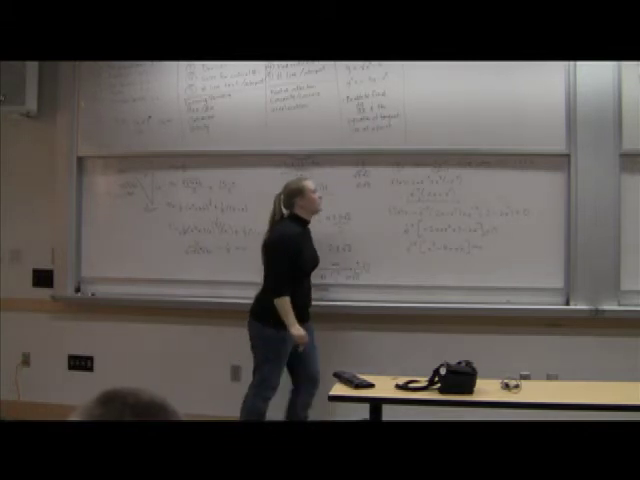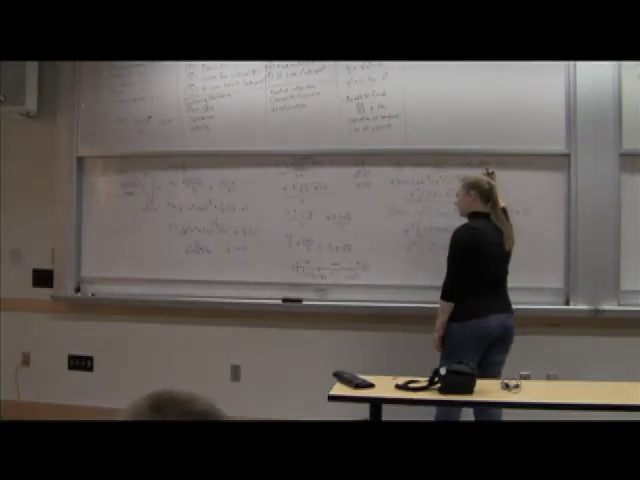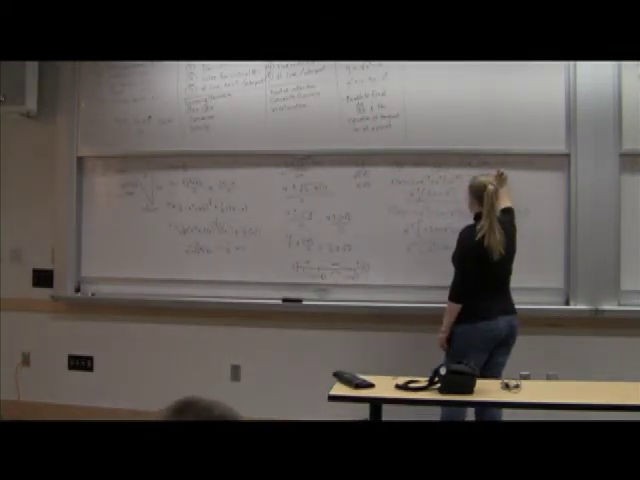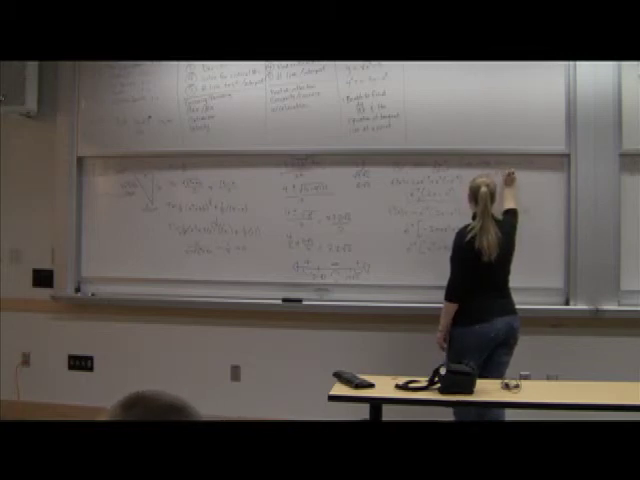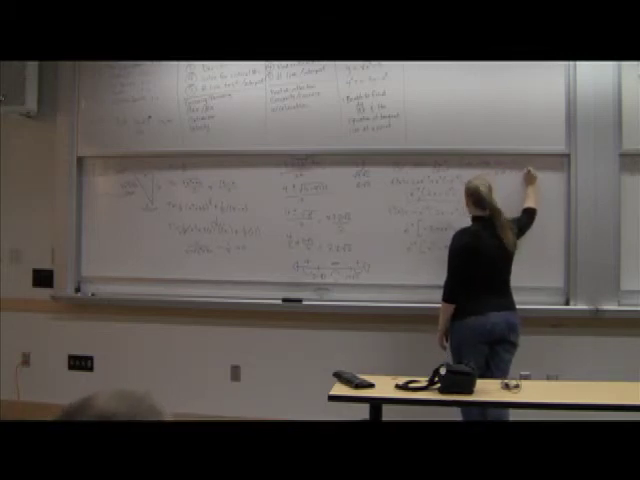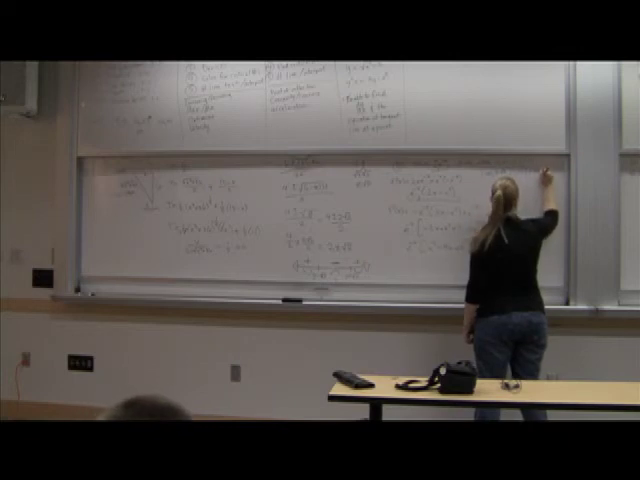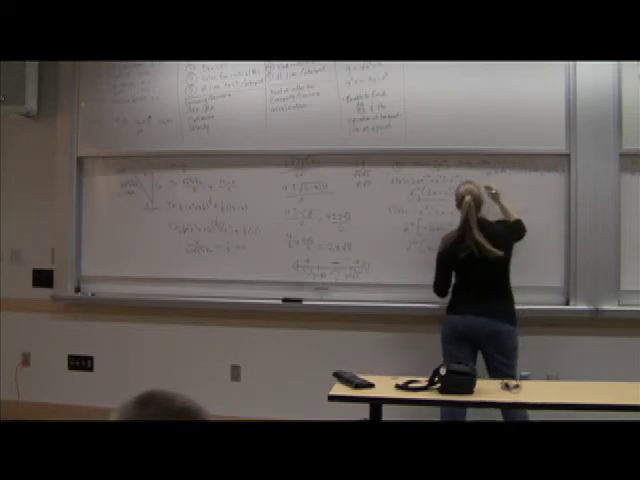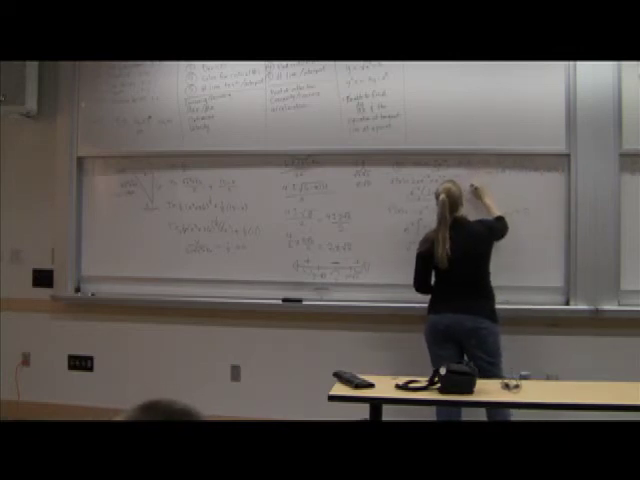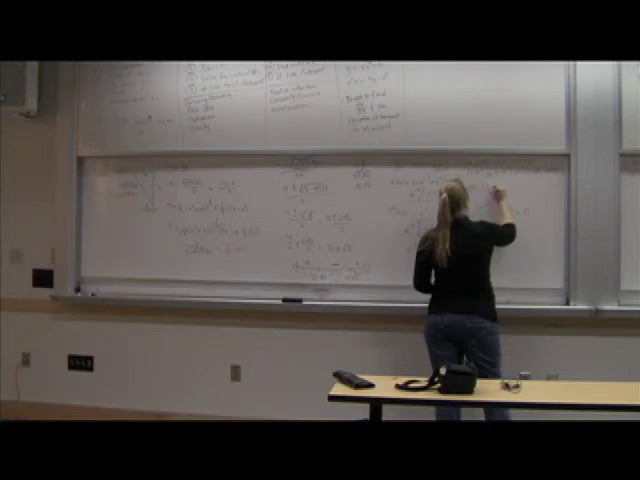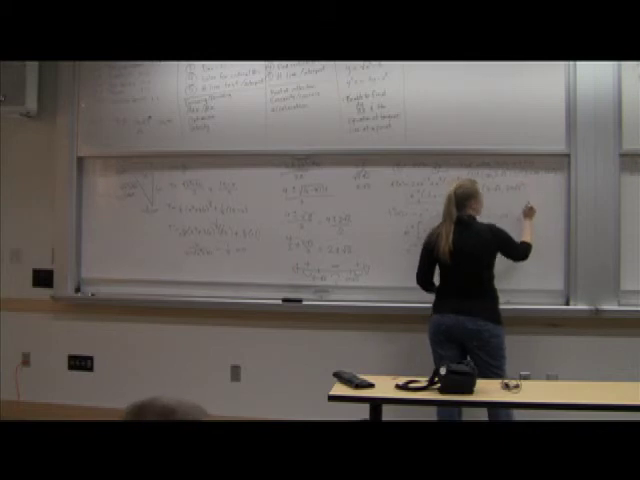So, it's concave up from negative infinity to 2 minus square root 2, and from 2 plus square root 2 to infinity. That's concave up, and it's concave down from 2 minus square root 2 to 2 plus square root 2.